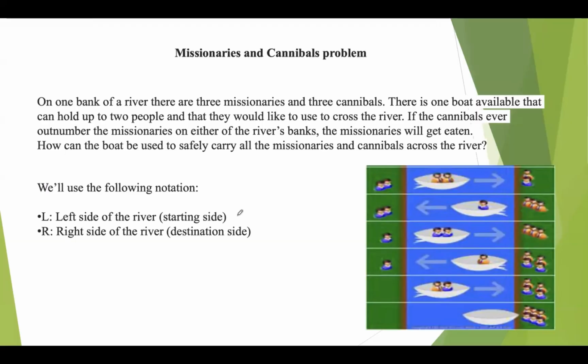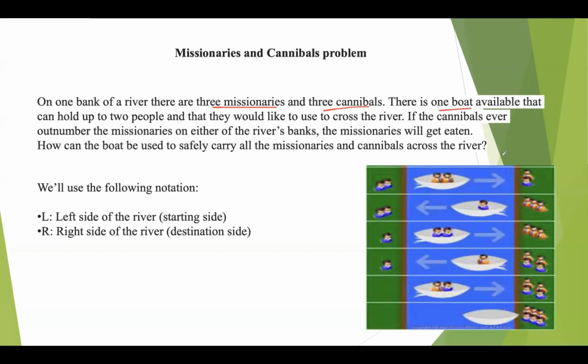In this lecture, let us discuss the missionaries and cannibals problem. Assume that there is a river and there are three missionaries and three cannibals. Our task is to move these missionaries and cannibals from one side of the river to another side. In order to go from one place to another, they are using one boat.